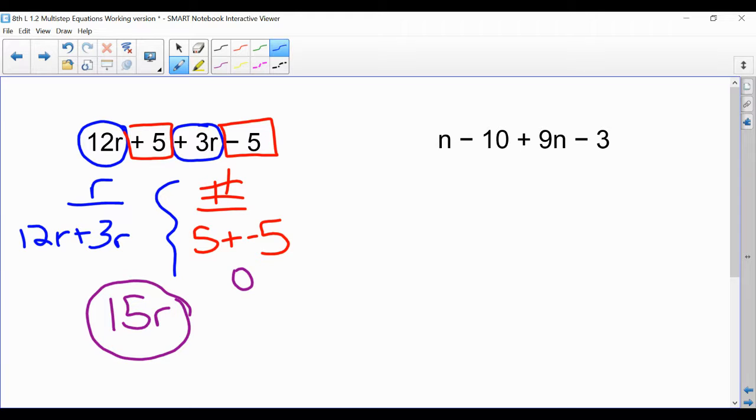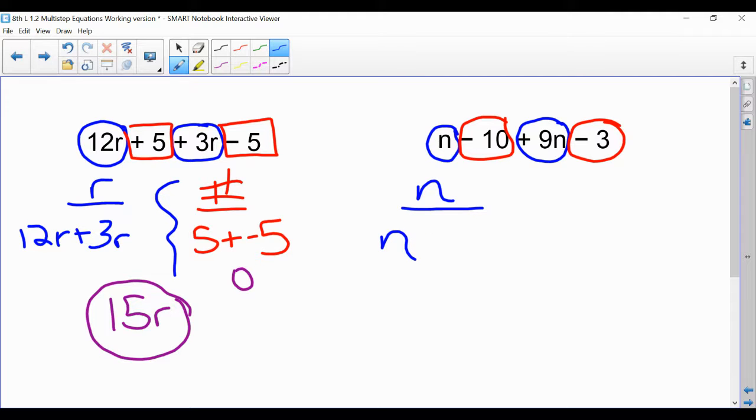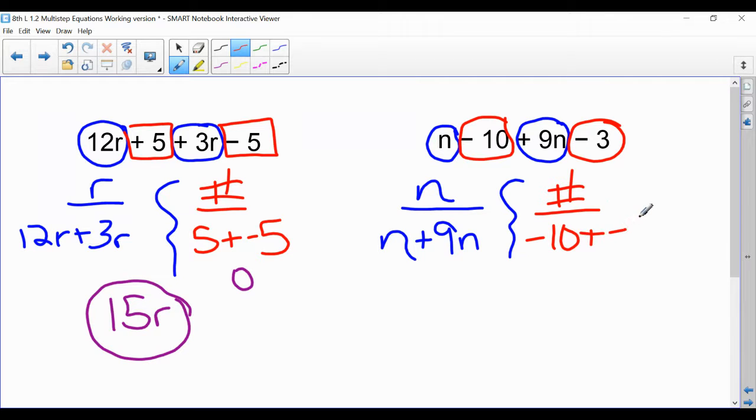And the last one over here, I have n minus 10 plus 9n minus 3. So I have an n here, and I have a plus 9n here. And then my numbers, I have a negative 10 and a negative 3. So I have n's, an n plus 9n, and then for my numbers, I have a negative 10 and a negative 3.